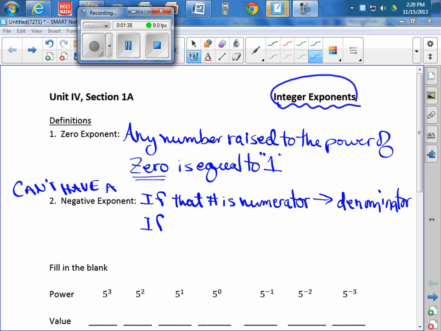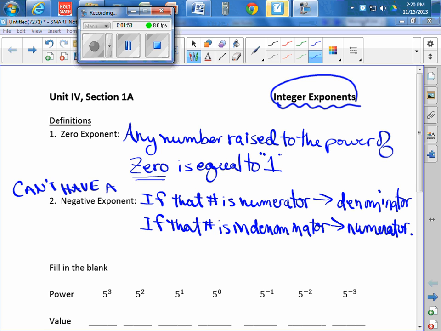If that number is in the denominator, switch it into the numerator and you make the exponent positive. That's it. Don't think about it. Don't have to understand why right now. We'll get into the whys later on. But for right now, just know that if you have a negative exponent, it doesn't make the number itself negative.